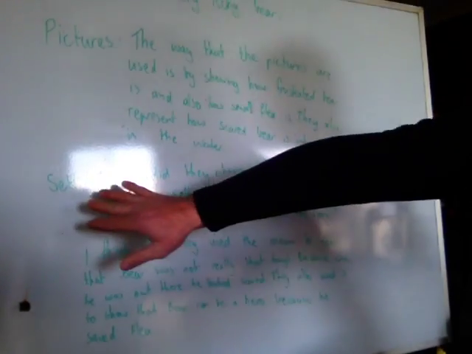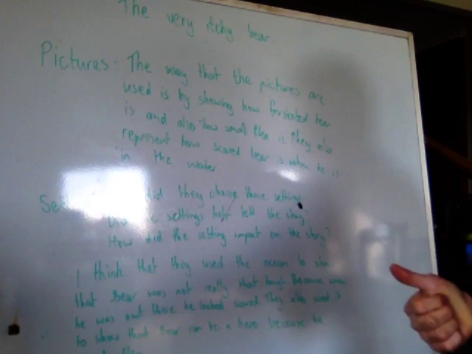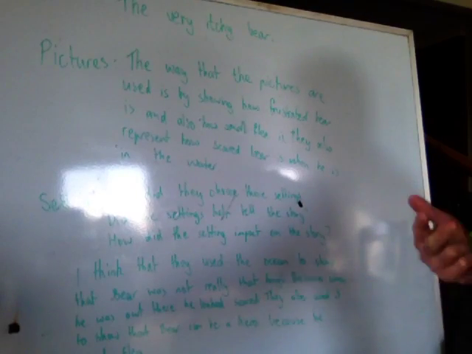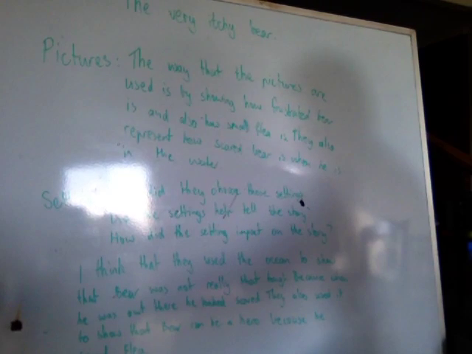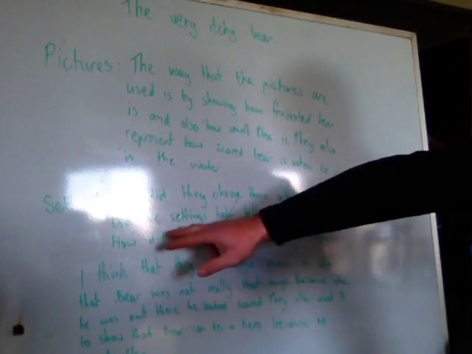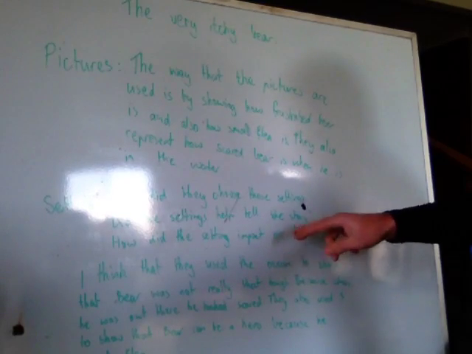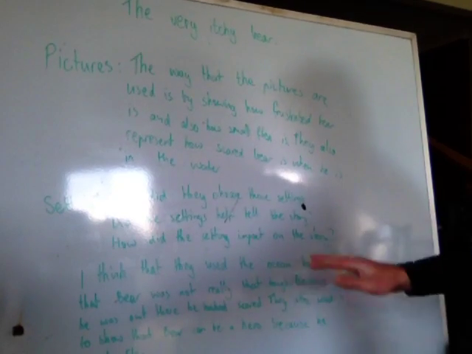The second part is setting. In the book there were a few different settings. So obviously there was Bear on his rock, then on the grass, then in the ocean, and then he was back on his rock. So there were different settings throughout the story. What I want you to do is think of some questions, and once again, these will be on your documents on DB. Why did they choose those settings? Did the settings help tell the story? How did the setting impact on the story? And as I said, I'll have a couple other questions there as well. But just think about that.